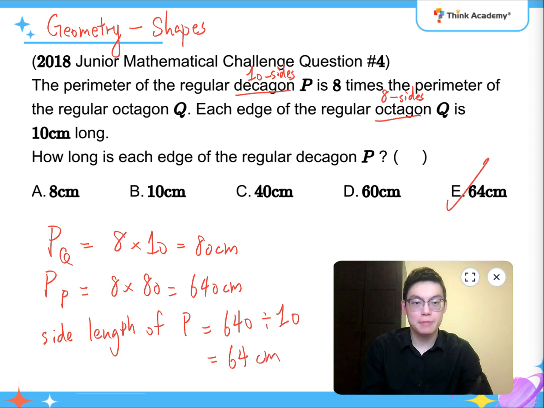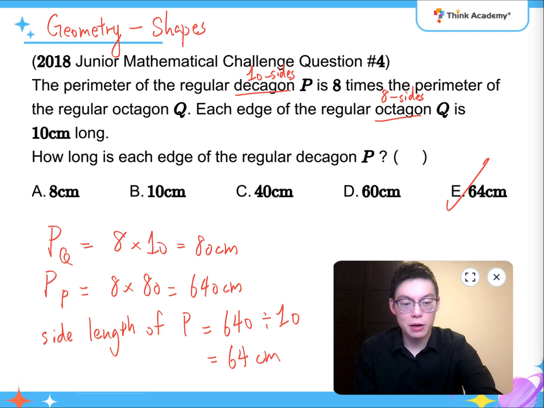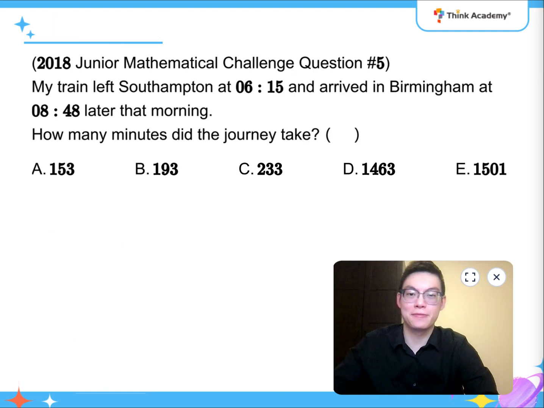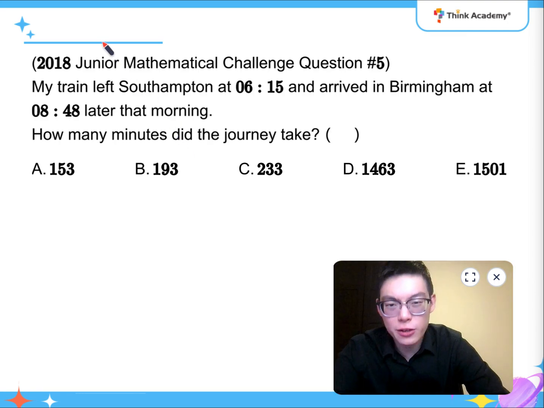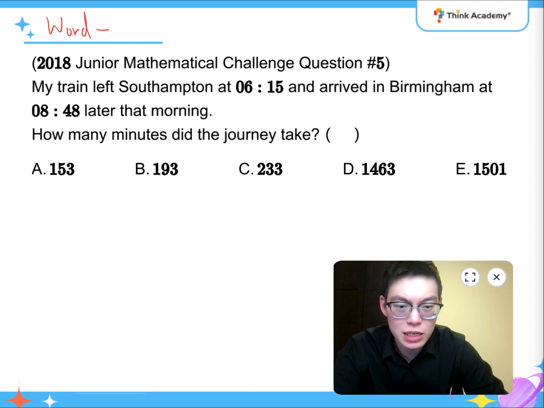All right, that's for question 4. Well, so far it's still pretty easy. Let's move on to question 5. So question 5 is just a word problem involving time calculation. So I would say that it's a word problem with time.